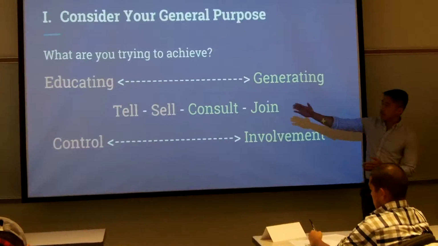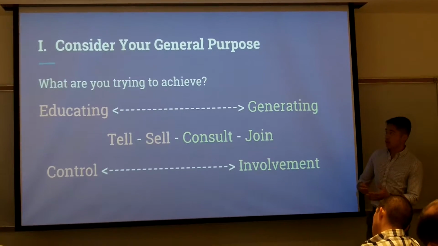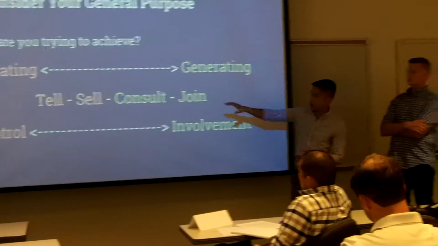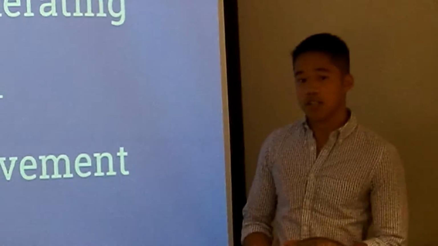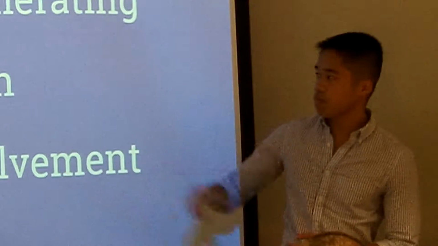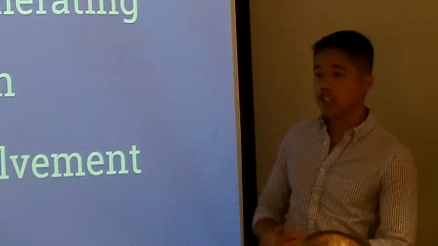So on the left side of the spectrum, we have educating. And what does that mean? That means you're trying to educate your audience. You're trying to inform them of something, right? And that goes with tell and sell. As you can see, it's in red. And when you're educating your audience, you need to have a very high level of control over the audience as well. To the right-hand side, you have generating, which means you're generating ideas.